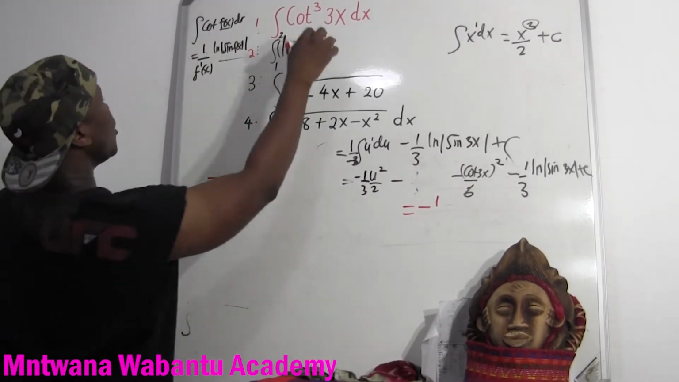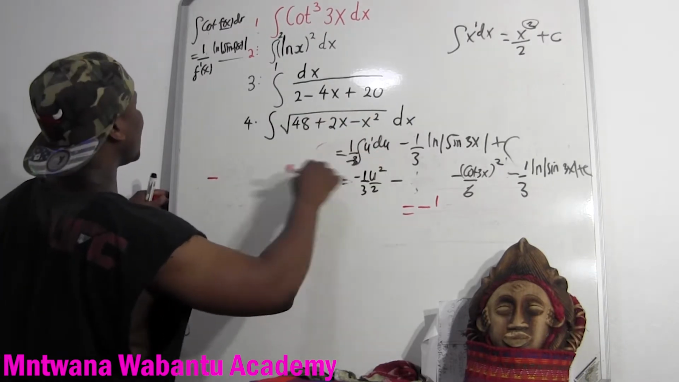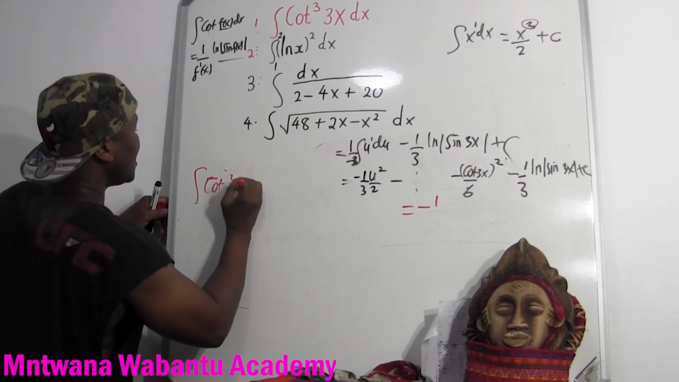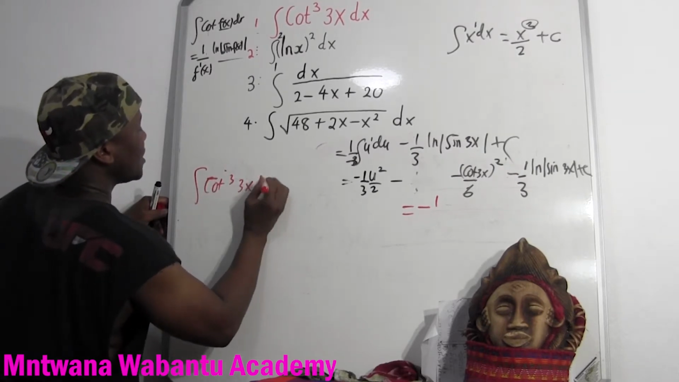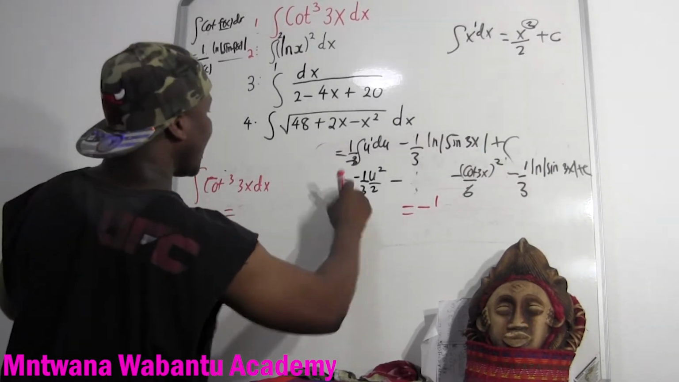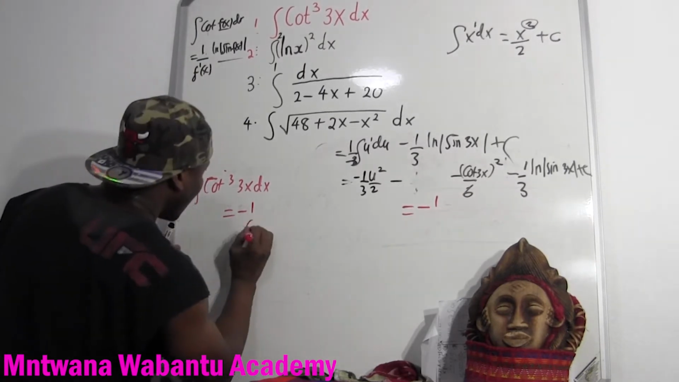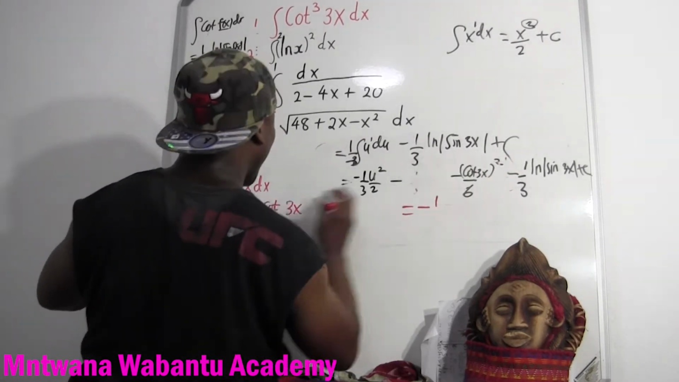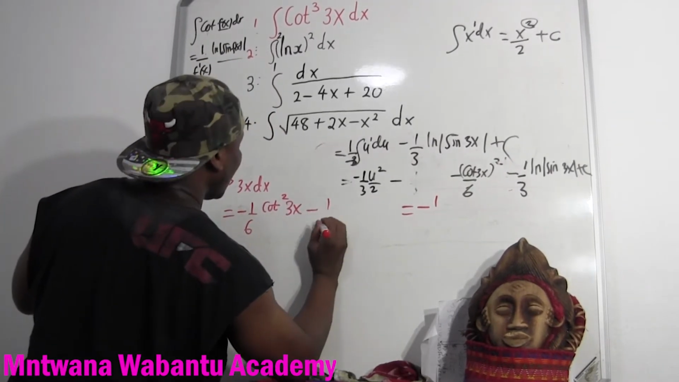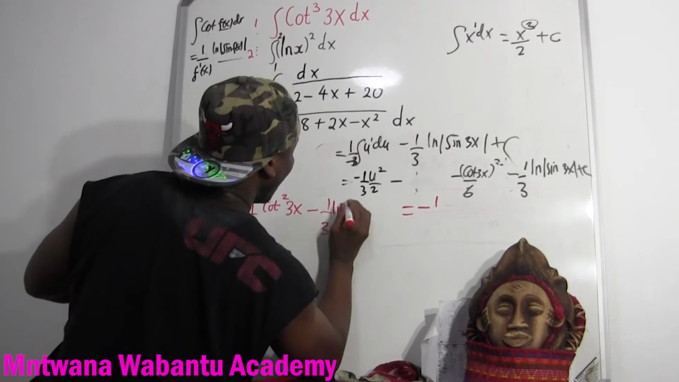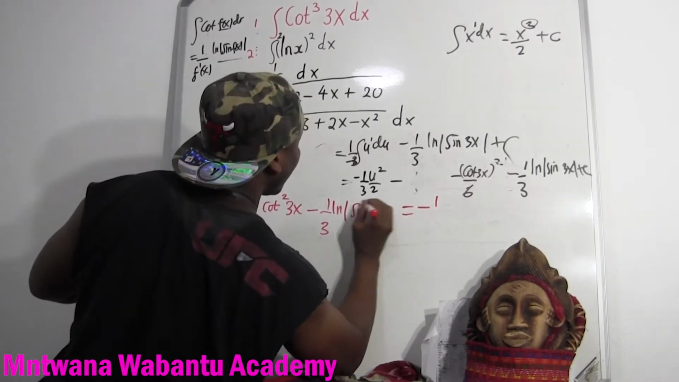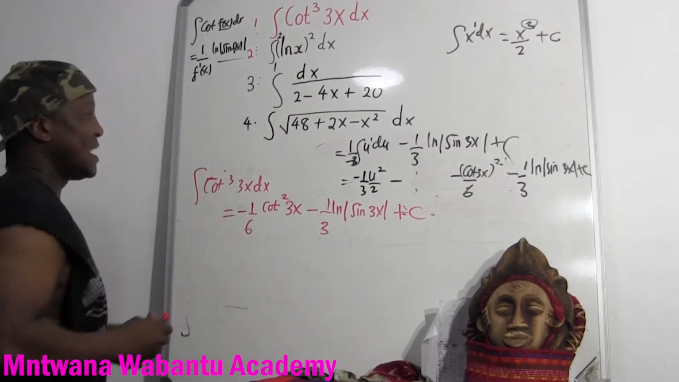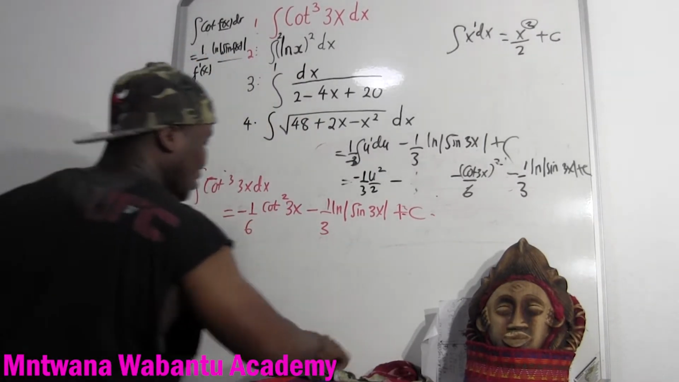So when you integrate that one, cot cosec square 3x dx, you get negative 1 over 6 cot square 3x. You can take the square here, and then minus 1 over 3 ln of absolute sine 3x, and then you plus a constant. Why plus a constant? Because there's no limit. So we're done with that question. Now we go for the next one. Let's go to the next one.